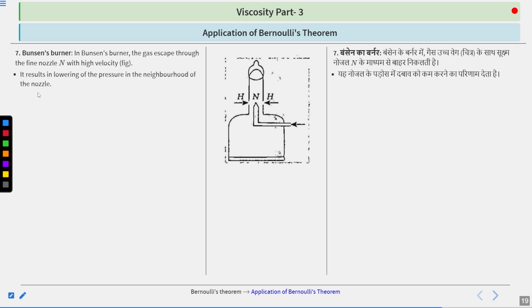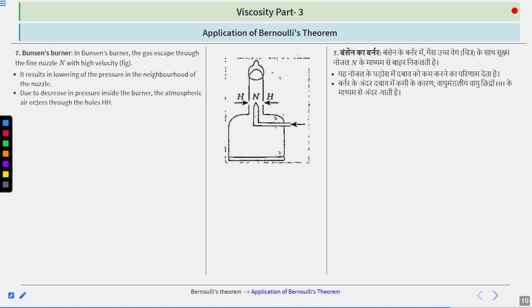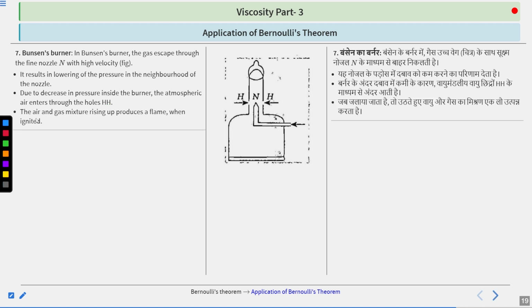Then Bunsen's burner. In Bunsen's burner, the gas escapes through the fine nozzle with high velocity, as you can see in the figure. It results in lowering of the pressure in the neighborhood of the nozzle. Due to decrease in pressure inside the burner, the atmospheric air enters through the holes. The air and gas mixture rising up produces a flame when ignited.